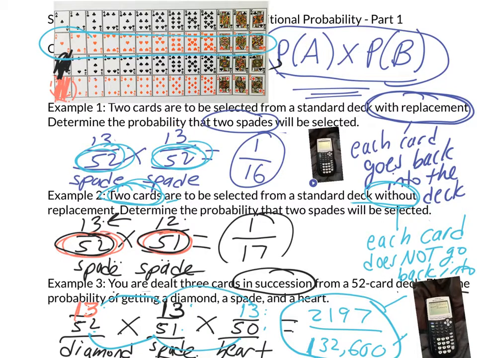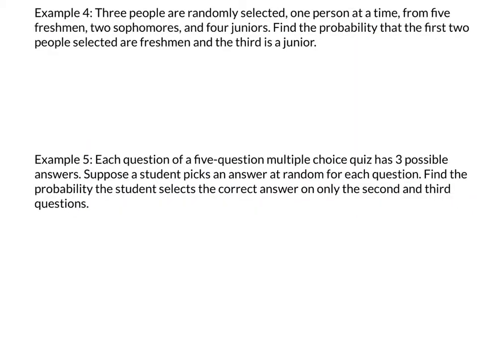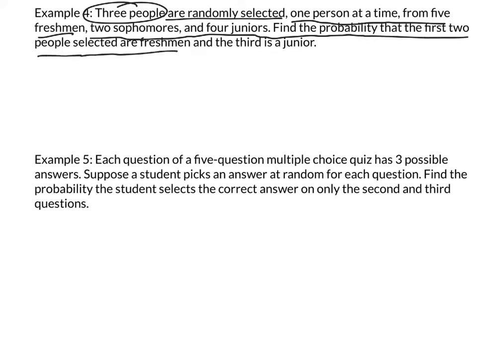Most of the time the calculator will cooperate, except for with some of these weirder answers. Let's try a few more examples with the AND formula because it is a trickier formula. So example 4, 3 people are randomly selected, 1 person at a time from 5 freshmen, 2 sophomores, and 4 juniors. Find the probability that the first 2 people selected are freshmen and the third is a junior.